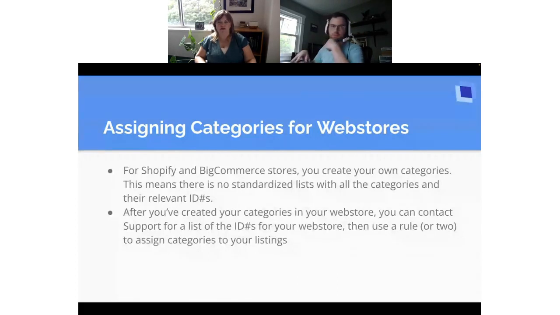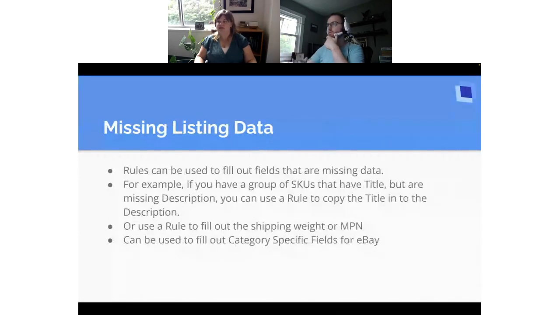Okay, you know what? Let's pause right here because we do have one more rule type to go over, and that's missing listing data. Yes. So let's run through this, and then we'll come back to questions. But if you have more, please keep writing them out. Yep. So, missing listing data.